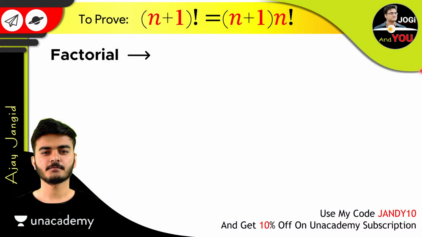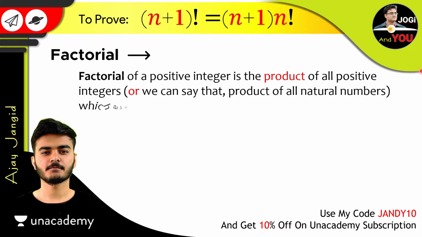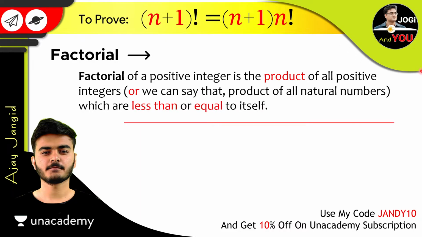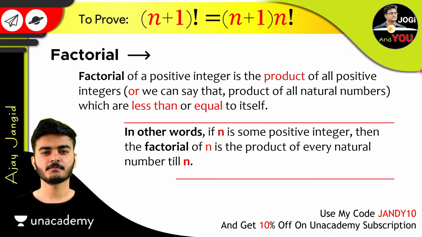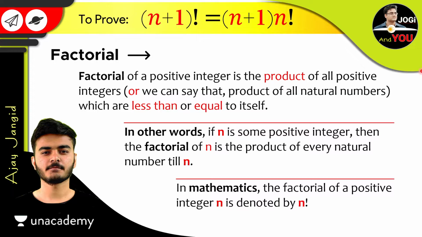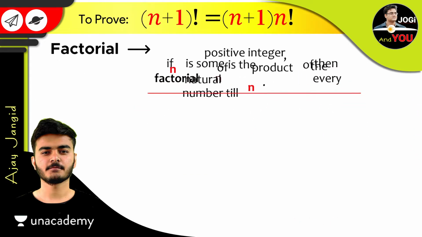So just know about the factorial. What is it? The factorial of a positive integer is the product of all positive integers, or we can say the product of all natural numbers which are less than or equal to itself. In other words, if n is some positive integer, then the factorial of n is the product of every natural number till n. In mathematics, the factorial of a positive integer n is denoted by n factorial. Here I placed an arrow also, because this symbol indicates the factorial. We can write any number's factorial like this. So firstly, let's understand it and then we will solve it.